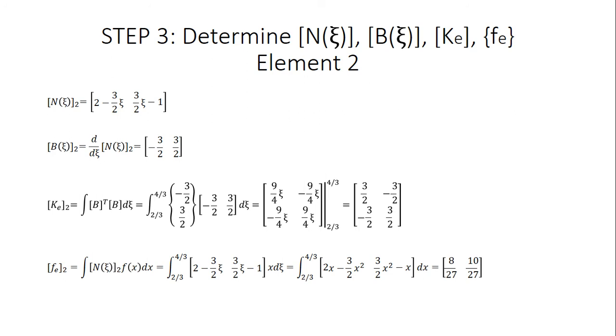For element 2, we're doing the same thing. So the integral of the B transpose times the B. If you do that whole process, you'll get this matrix. So this is the stiffness matrix for element 2.